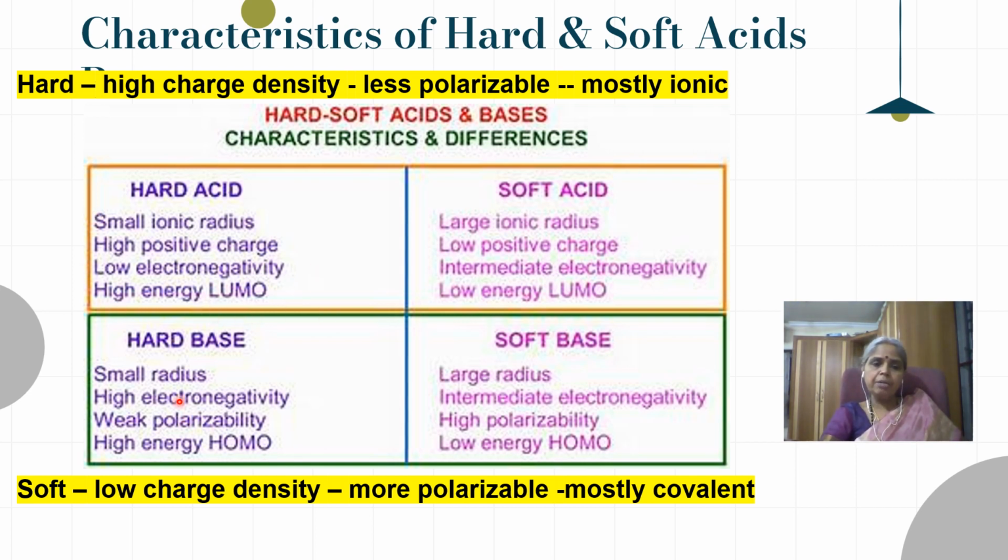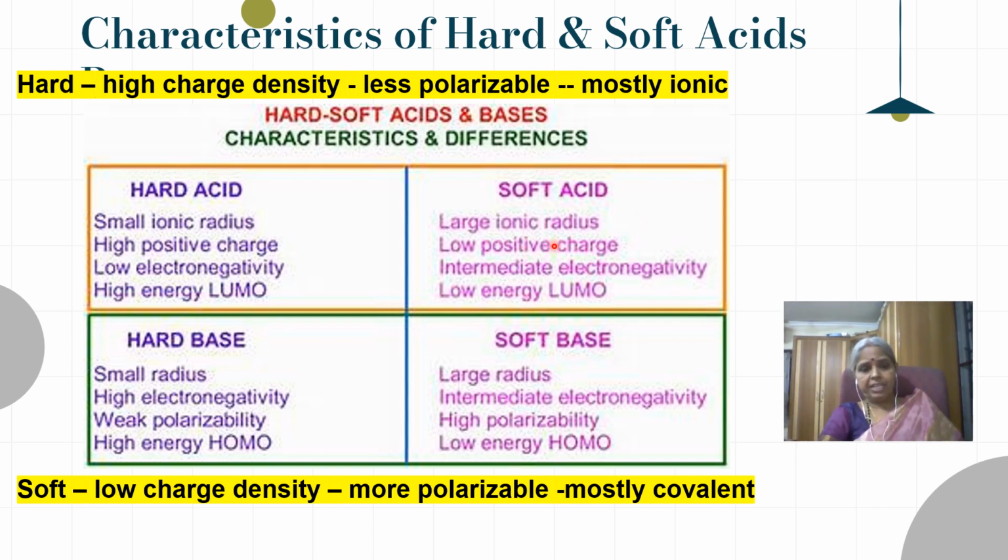What is a hard base? Hard base also has small radius. It has high electronegativity. It is weakly polarizable. This is also less polarizable. High energy HOMO, highest occupied molecular orbital. So these are the features of hard acid and hard base.